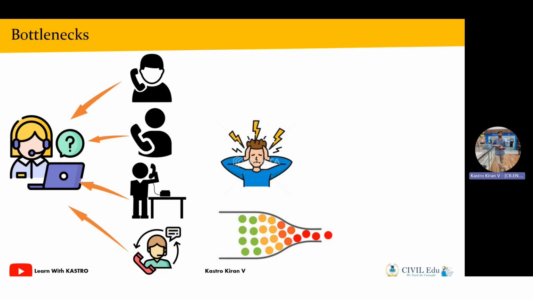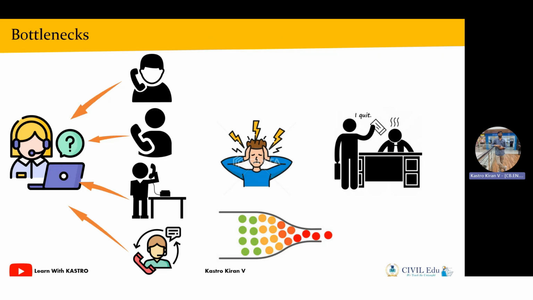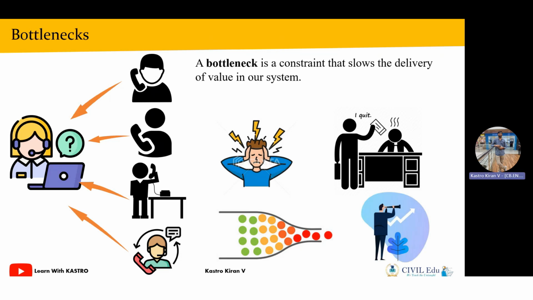Once you are fed up with the multiple calls that are coming to you, that situation is called a bottleneck. When this situation comes, you cannot go to your boss and say that you are going to quit the job. Instead, you need to find an appropriate solution to resolve the bottleneck. So a bottleneck is a constraint that slows down the delivery of value in our system. You cannot solve all the problems immediately. First, you need to identify the problem. Technically, a problem is called a bottleneck.